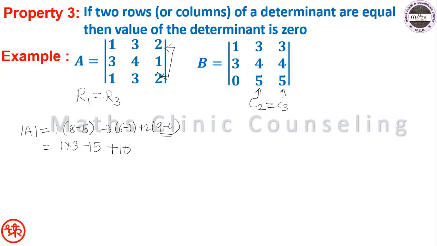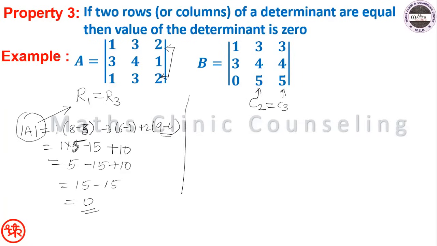So look at here, 8 minus 3. Sorry, here is what? 8 minus 3 into 1, that is 3. So that is why there was a mistake. So here it is 8 minus 3 is 5. Is that clear? Sorry for the mistake. So it is equal to 5 minus 15 plus 10, that is equal to 15 minus 15 is equal to 0. So the value of determinant A, wherein two rows are identical, is 0.